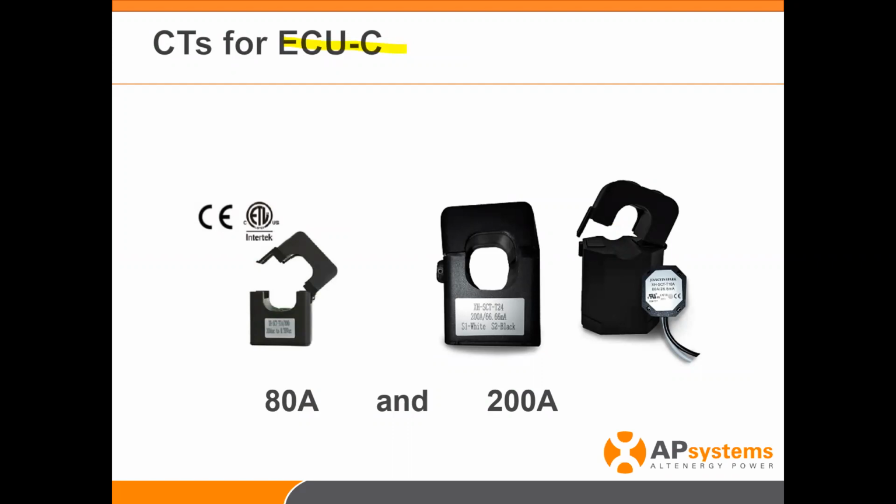ECU-C, this is one of the features that comes with it: the addition of having the current transformers to be able to monitor the aggregate production and consumption of the site. That is really the big feature between the ECU-C and ECU-R.